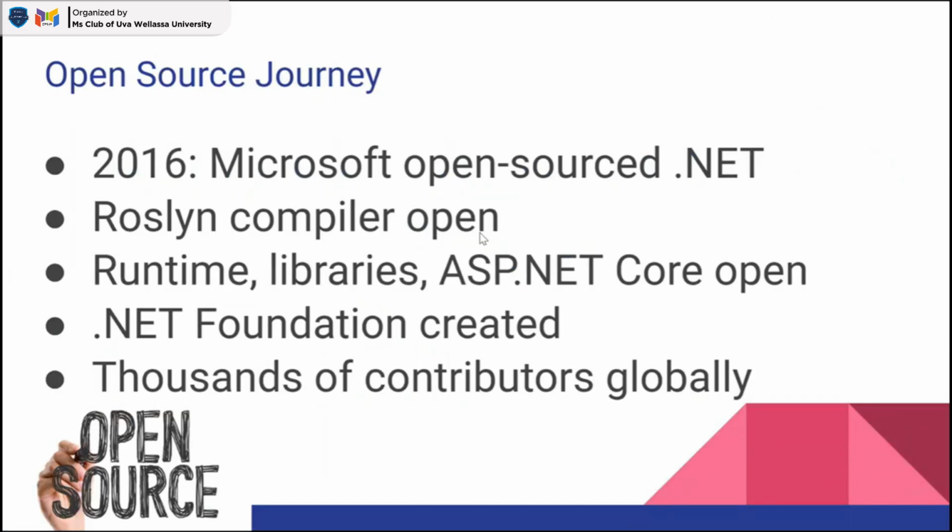Let's talk about the open source journey of .NET. As I told you in the previous slide, in 2016 they decided to make .NET open source, with the compiler as well, the Roslyn compiler. After releasing it to the general public, it developed quickly, with runtimes, libraries, ASP.NET Core, and a lot of libraries built for .NET. It's rapid development because everyone can contribute to it.